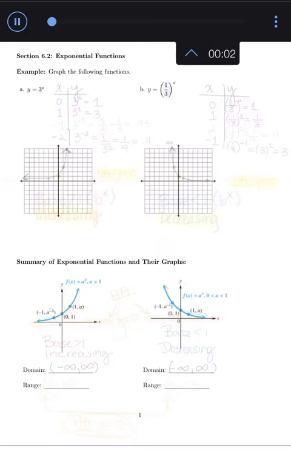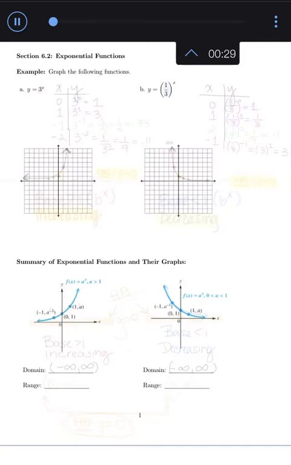Section 6.2 will look at graphing exponential functions. That means our base of our exponential will be a number of some kind, and then our exponent will actually be the variable, the x. Well, let's take a look at this first example for an exponential function. In this first one, we have y equals 3 to the x.